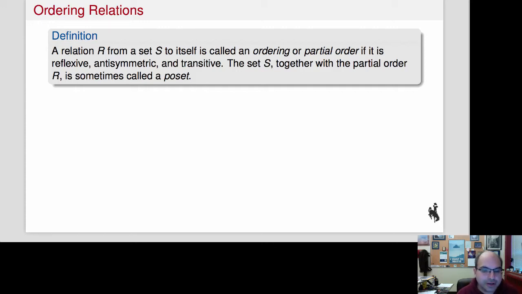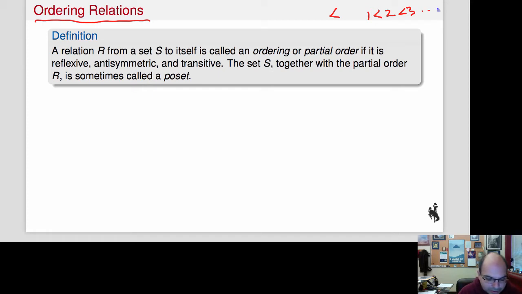So let's take a look at a different kind of relation. The relations that I'm interested in right now are ordering relations. The best example of an ordering relation is, let's say, less than. What it does is it orders the numbers. So you have that 1 is less than 2, which is less than 3, and so on, right? So that's what we mean by these.